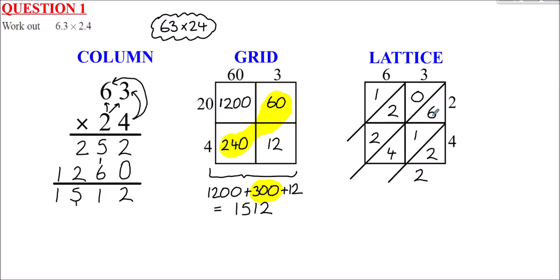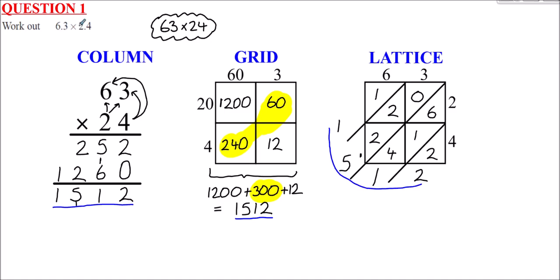This bit, 6 plus 1 plus 4, 6 plus 1 is 7, plus 4 is 11, so put 1, carry an extra 1 along. This one, 2 plus a carried 1 is 5, then just 1 on its own gives 1. So again, I get 1, 5, 1, 2. So I get the same value each time, 1,512, but again, the key point is where to put this decimal.